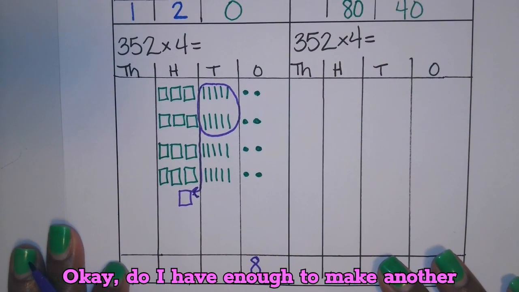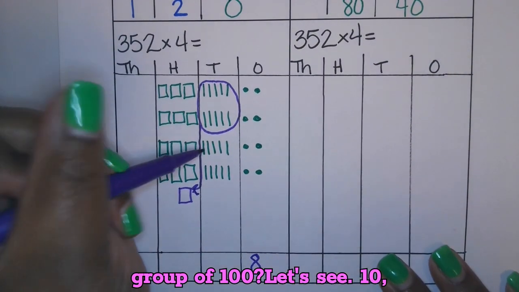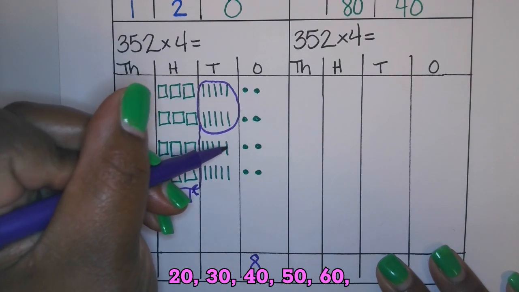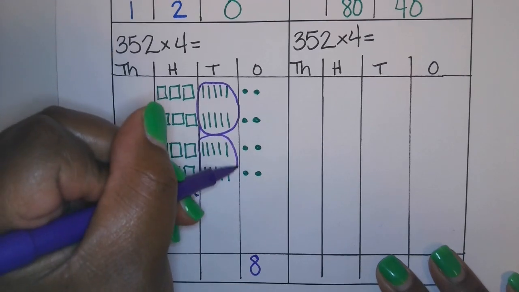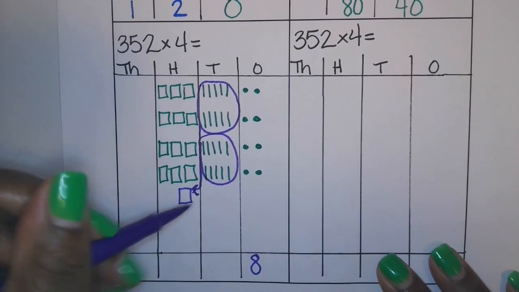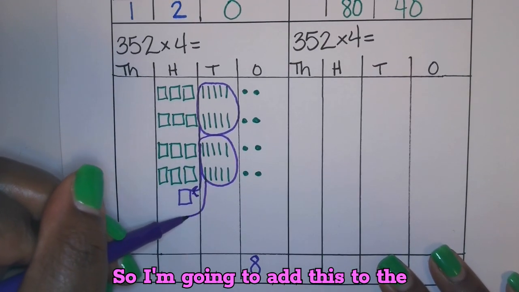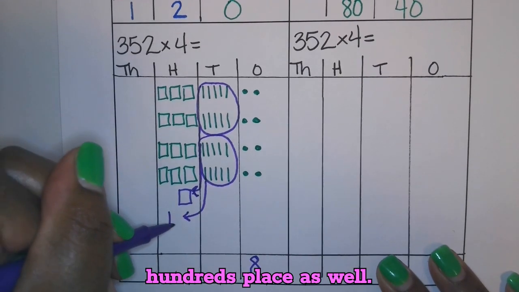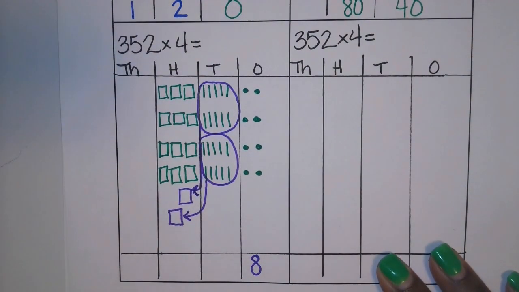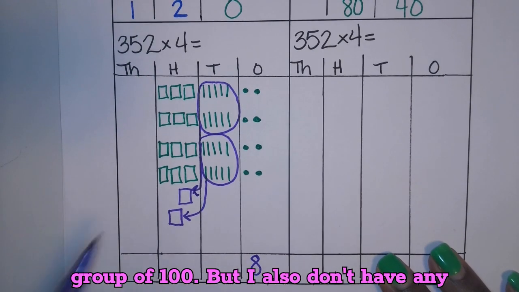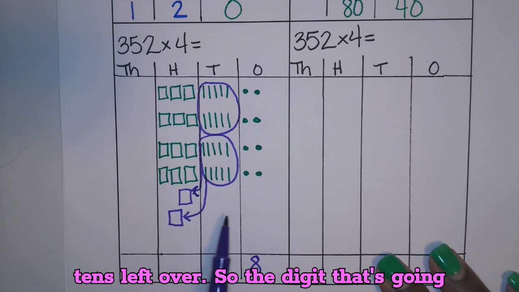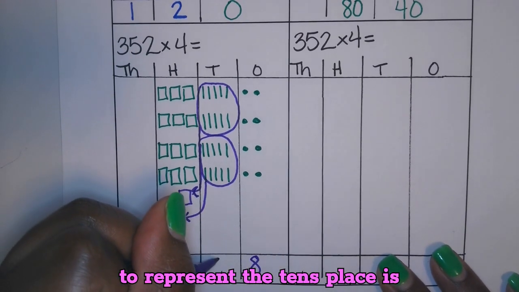Okay, do I have enough to make another group of 100? Let's see. 10, 20, 30, 40, 50, 60, 70, 80, 90, 100. Yes, I do. So I'm going to add this to the hundreds place as well. Okay, I don't have enough to make another group of 100, but I also don't have any tens left over. So the digit that's going to represent the tens place is 0.